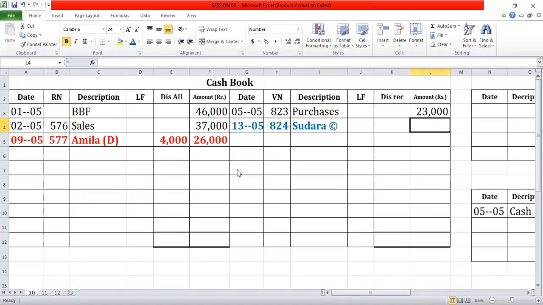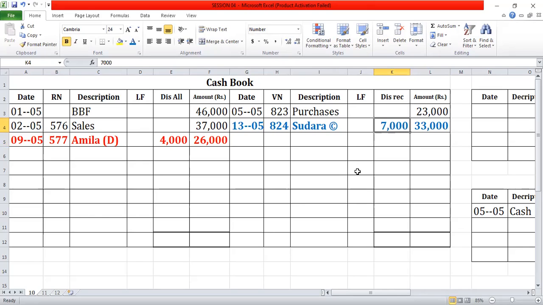Read it very carefully. The business has paid 33,000 to Sudara. Amount should be recorded in the amount column, the payment value. At the time of the payment, the business has received a discount valued 7,000. Today, if you can't understand, please let me know. This is how it is recorded in the cash book. While you record the payment, you have to mention the received discount in the cash book itself.